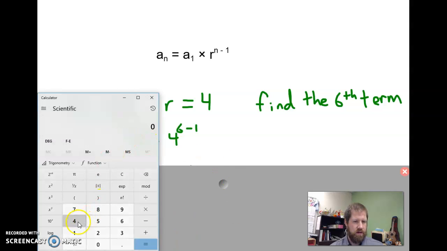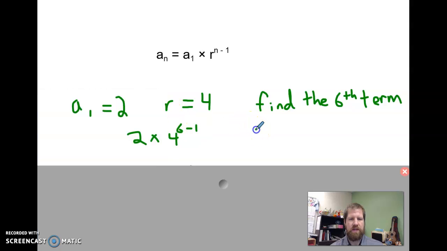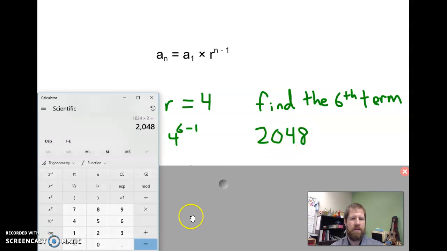Pull out my calculator. 4 raised to the 5th is 1024, and then times 2, 2048. So the sixth term in this sequence, where we start at 2 and multiply by 4 each time, is going to be 2048. And I can go back and check that just to make sure. 2 times 4 once, times 4 twice, 3, 4, and 5, 2048. Looks like it works.